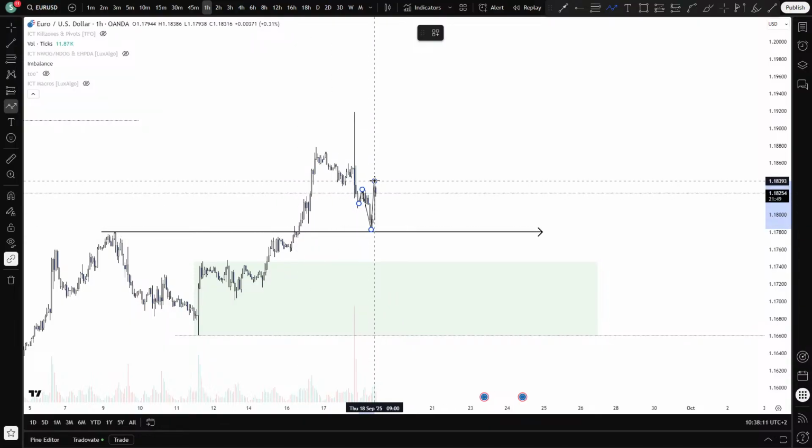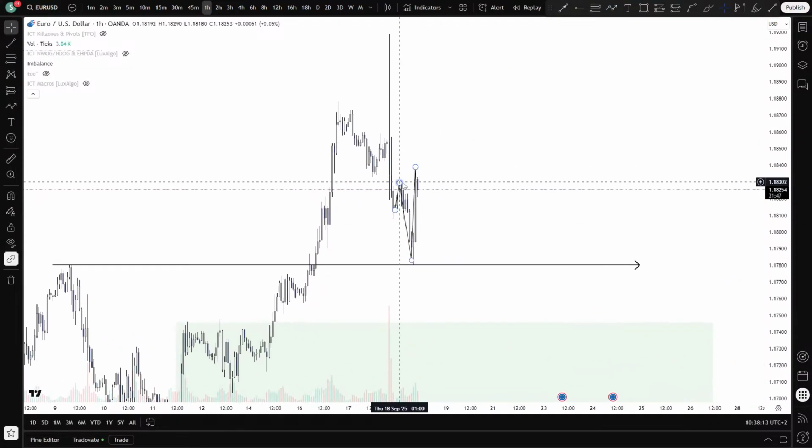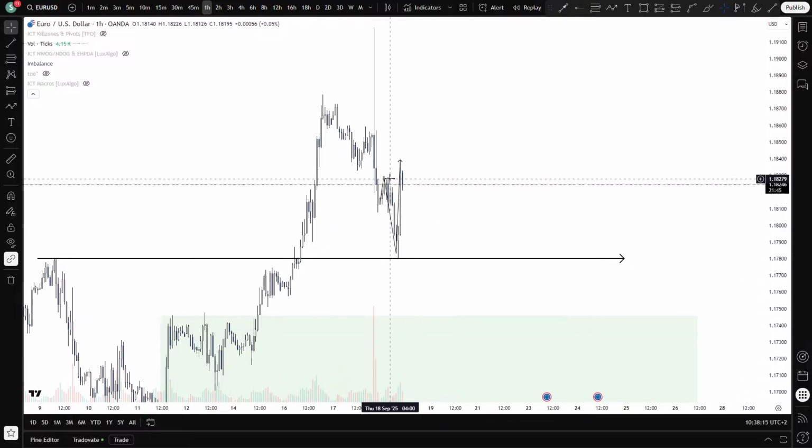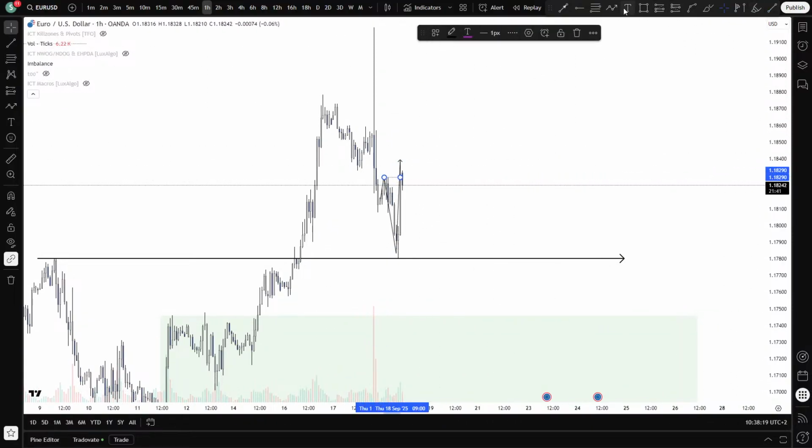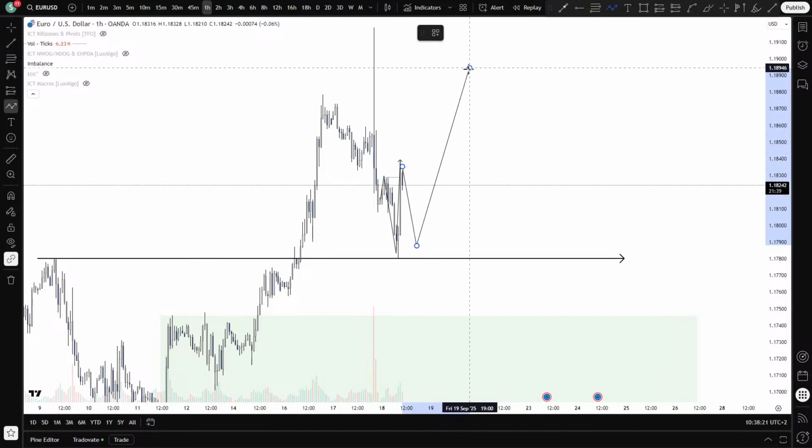If the market wants to respect this as a break towards the upside on your 1 hour time frame, internally of course, then you want to see this low get protected to move up again.